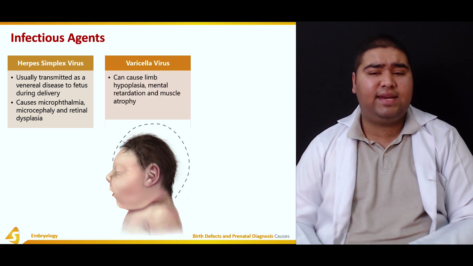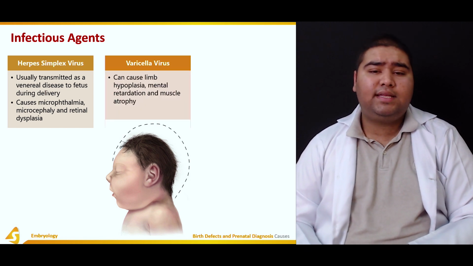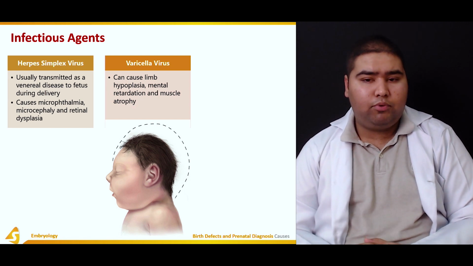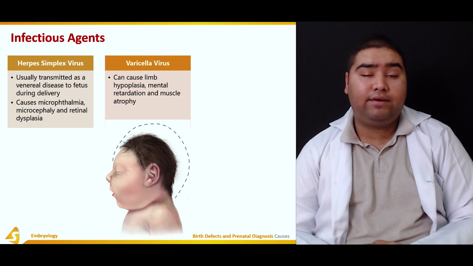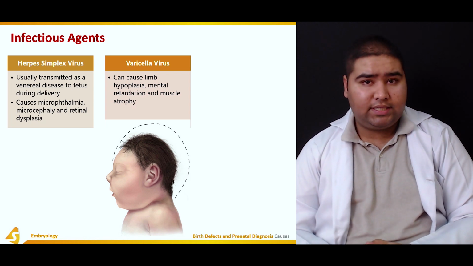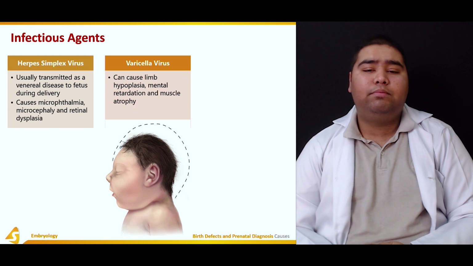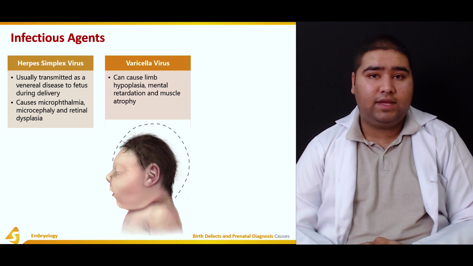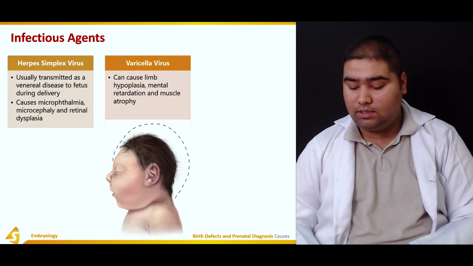Next we have varicella. Varicella virus can cause limb hypoplasia, improperly formed limbs, mental retardation, the decrease in mental capability of a fetus, and muscle atrophy. Obviously, everybody knows what muscle atrophy is. I'm not going to go into detail of that.